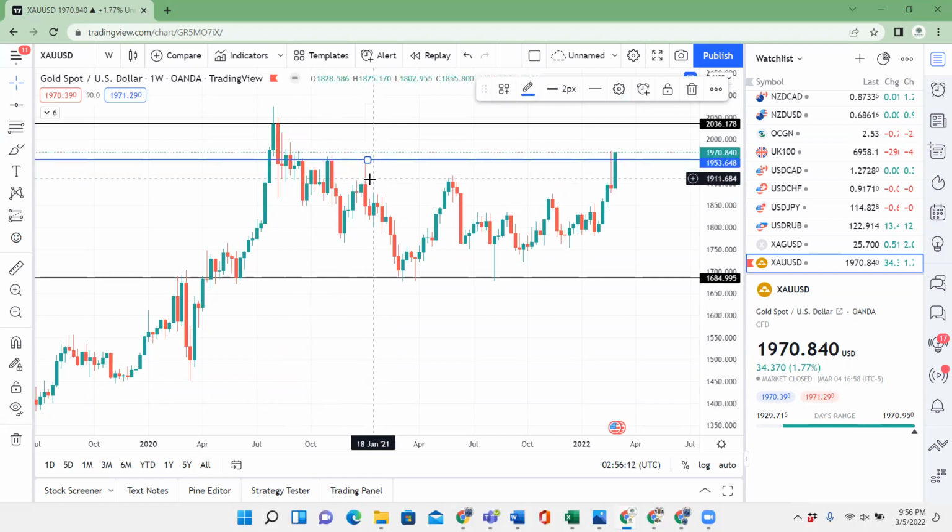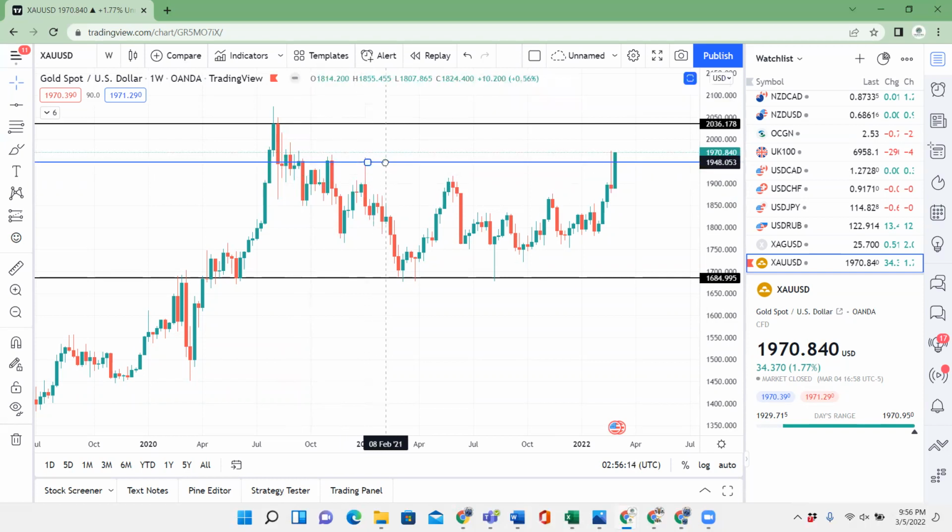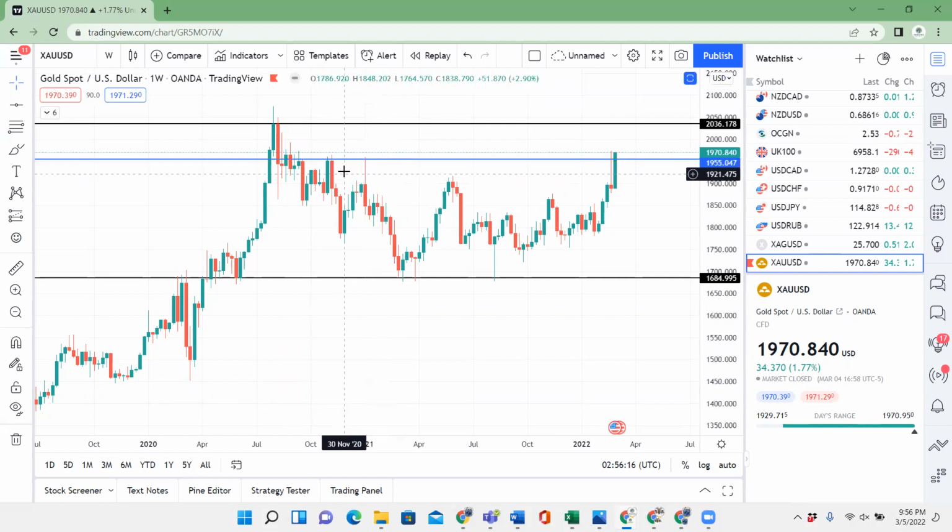Just like you see, there's a long wick over here. I'm going to move it slightly down right there. This is a good line. So it's kind of touching everything across.